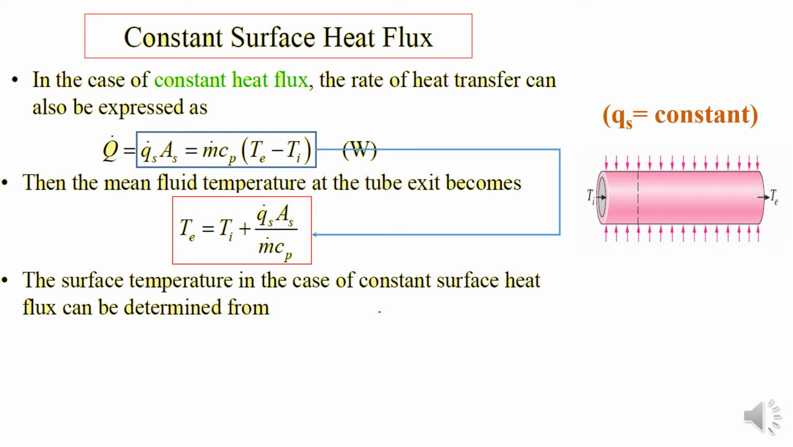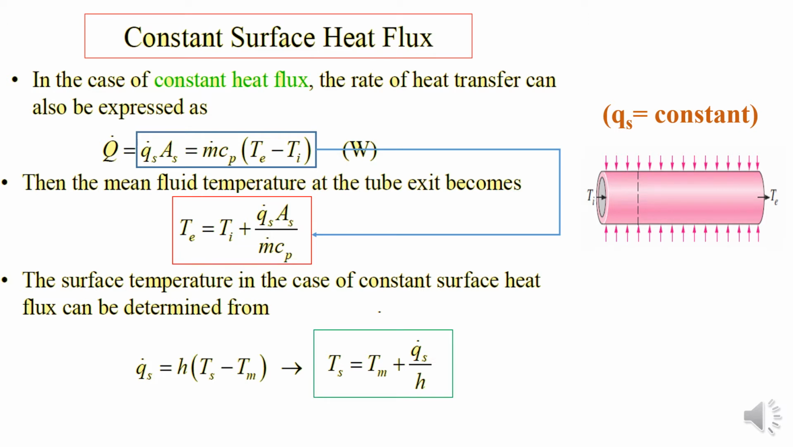The surface temperature in the case of constant surface heat flux can be determined from the convection heat transfer equation. Here h is the convection heat transfer coefficient, Ts is the surface temperature of the tube or pipe, Tm is the mean temperature of the fluid inside it. Then you can rearrange this equation to be the surface temperature, as I put in the green rectangle equation. So here we have two kinds of temperature: the exit temperature of the fluid, and the surface temperature of the tube or pipe.